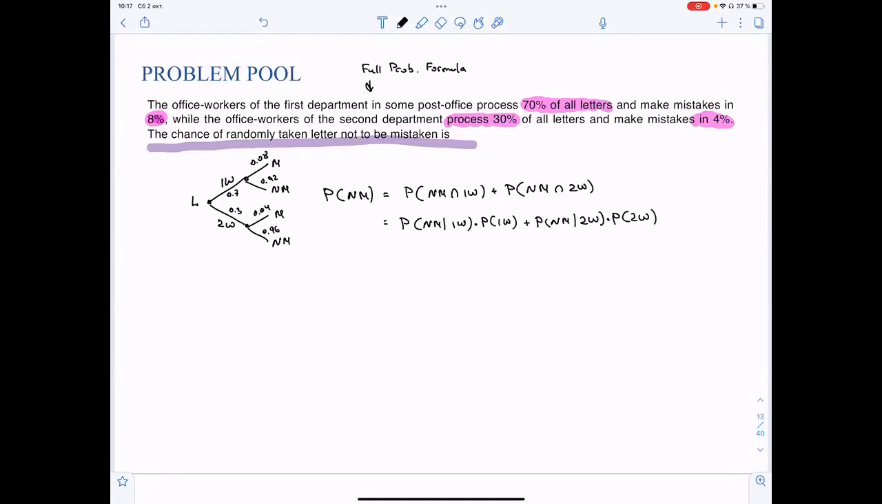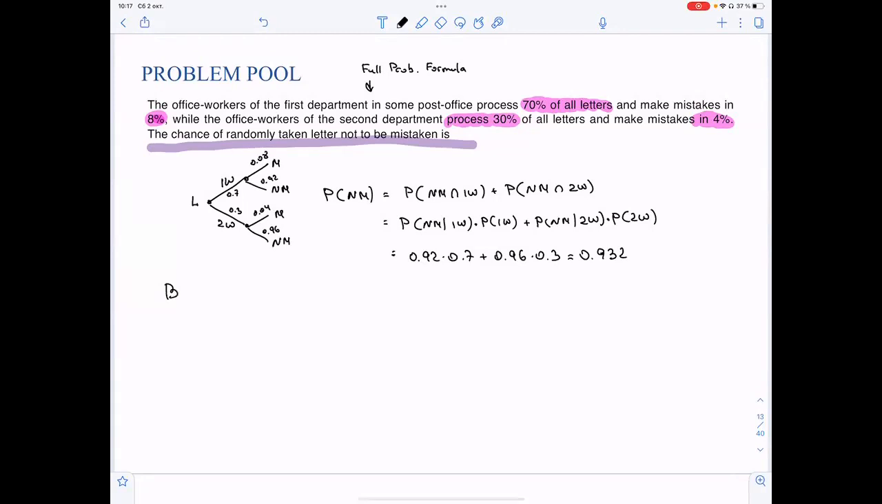Thank you, guys. So let's check that. The probability of no mistake is 0.92 times 0.7 plus 0.96 times 0.3. Yeah, superb. And this comes to 0.932. All right, so this is the total probability that a randomly picked letter has no mistake.